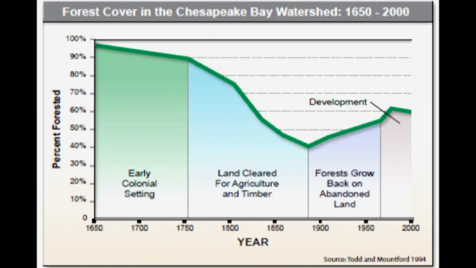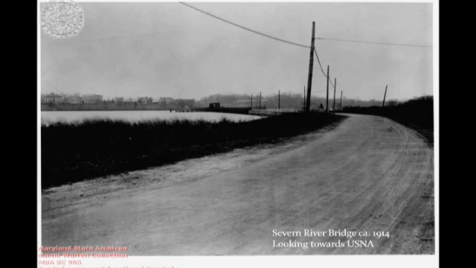Over the course of the past 350 years, the forest throughout the Chesapeake Bay region has been cleared time and time again. In the South River watershed, the virgin forest was cleared by 1700. As you can imagine, as a result of that, there was a lot of loss of agricultural soils. This is a picture looking across the Severn River at the Naval Academy.